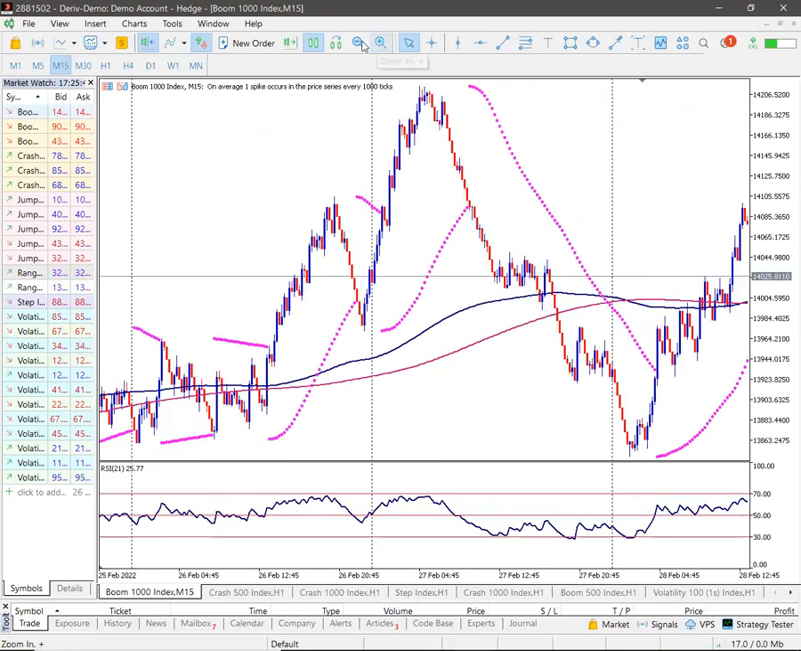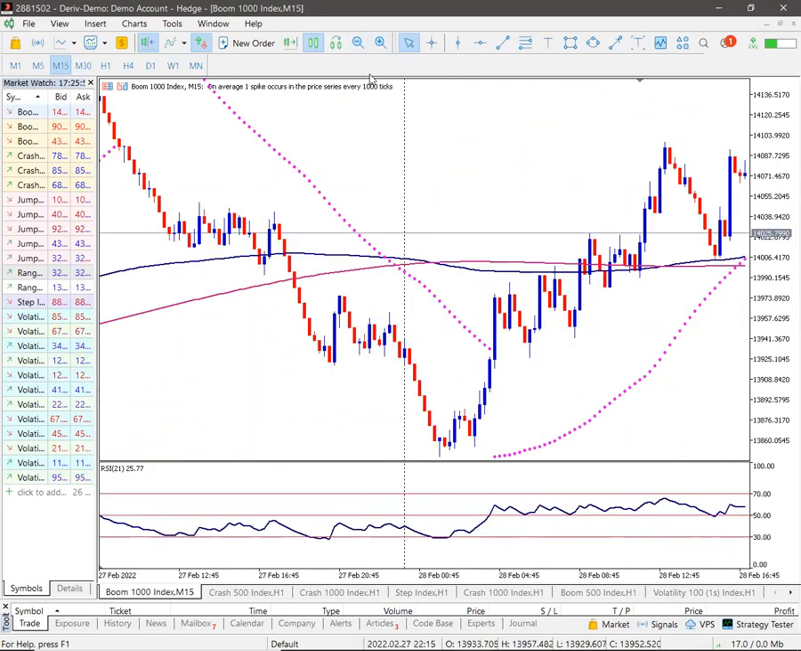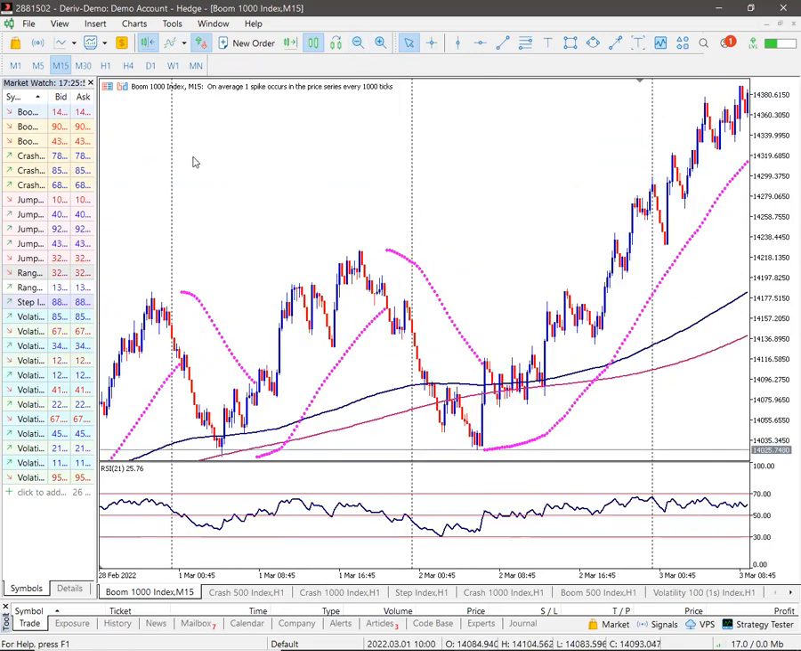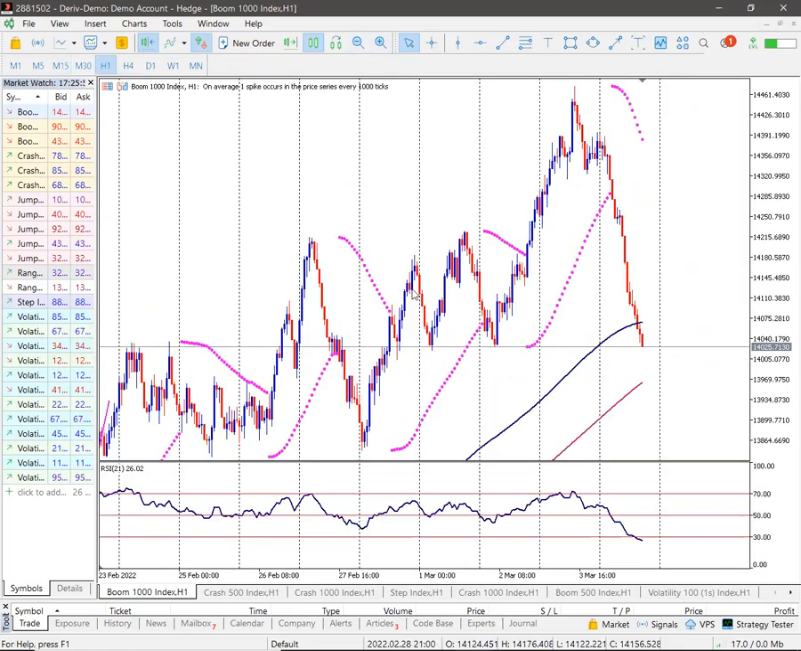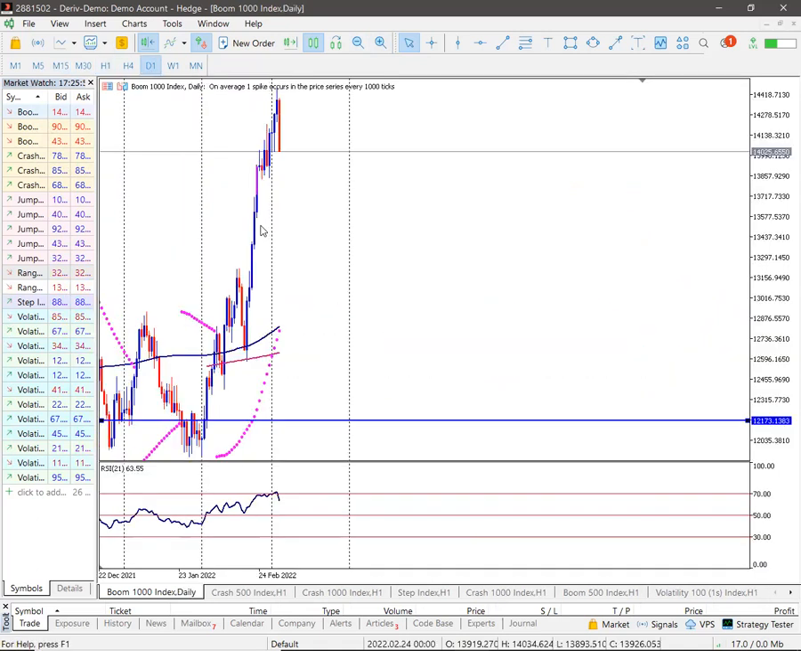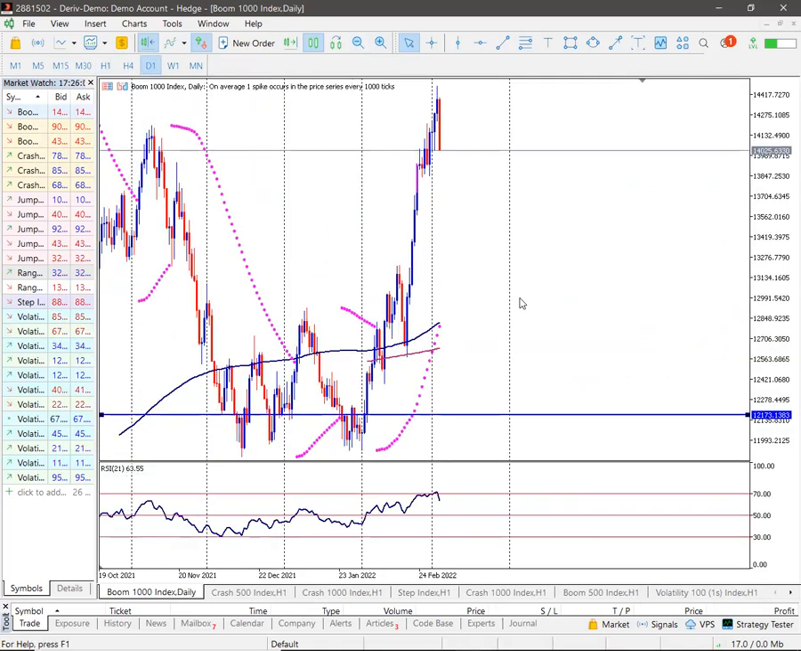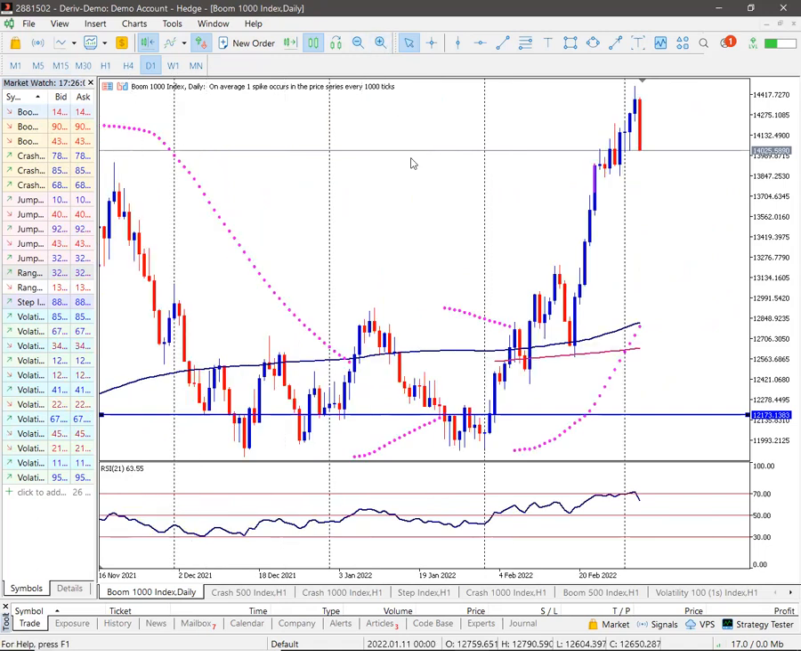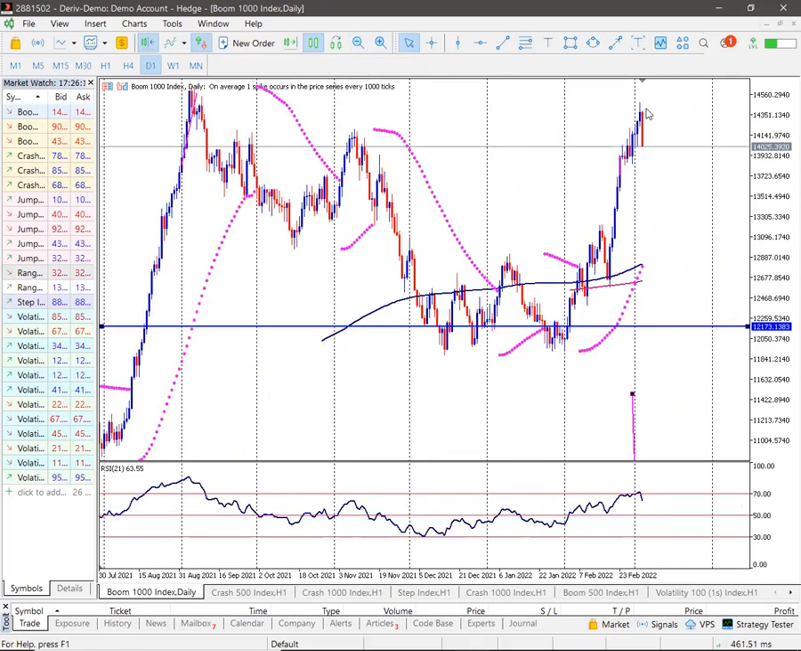The signal that we took today and why I took that trade will be easier for all of you to understand. So I first went to daily. This is Boom 1000. When I went to daily, the first thing I saw is the RSI at 70. The next thing I wanted to see is this daily time frame.